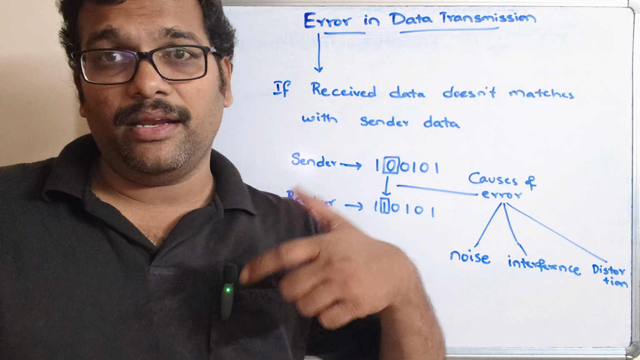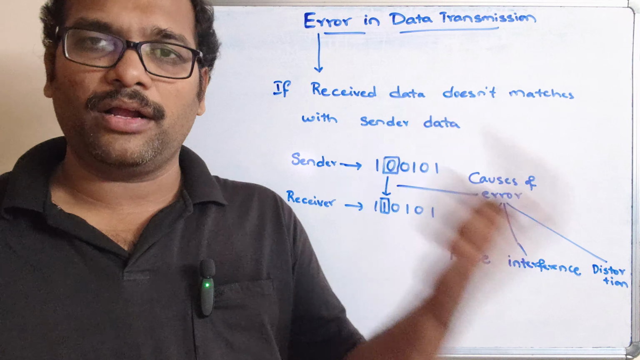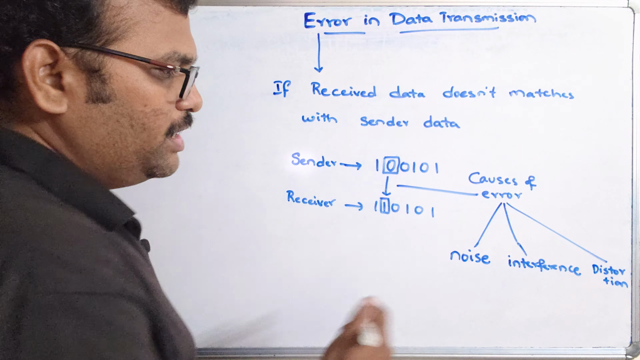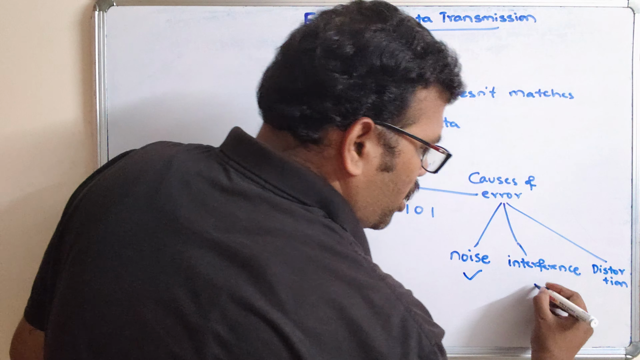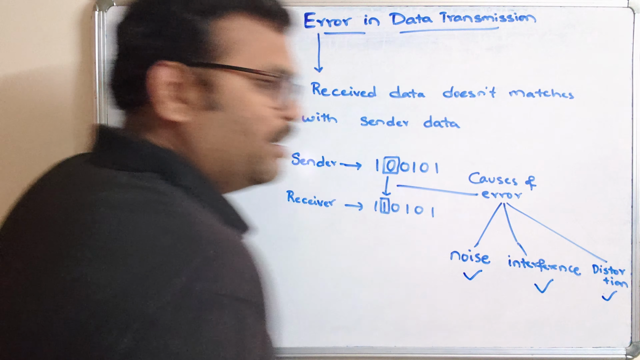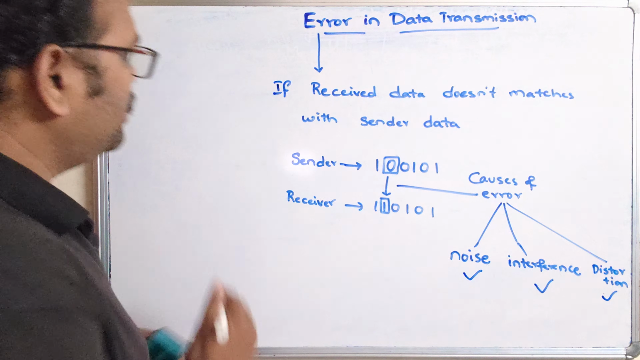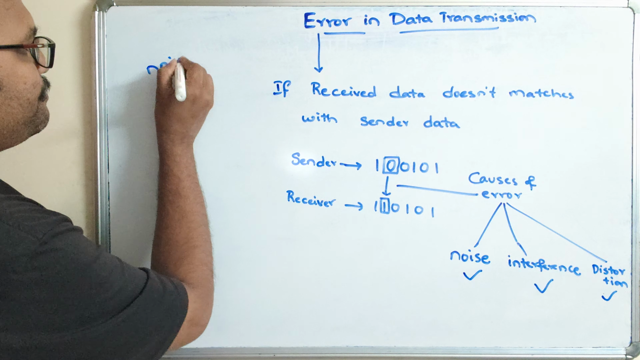The errors can occur in different ways: single bit, multi-bit or burst errors. That we'll see in our next session. But now we'll see about these three: what is noise, what is interference and what is distortion, which are the main causes of error. So the first one is noise.